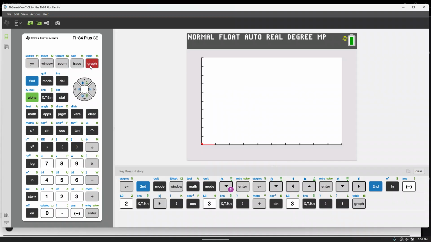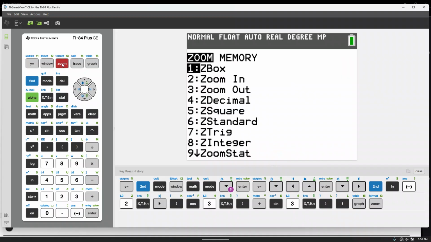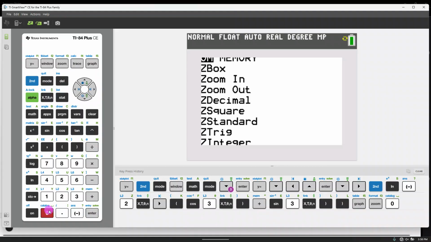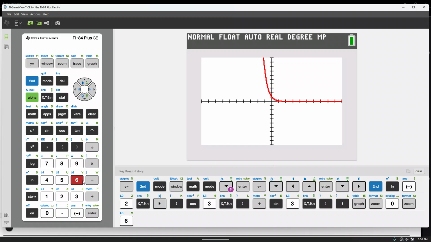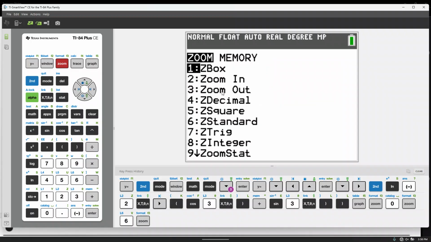So graph. I'm not going to be able to see anything, so zoom standard. Okay, so we have a decreasing function because of the negative exponential. But actually, I wanted to do something else. Let me see if I can zoom out.